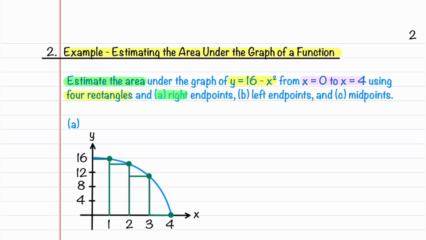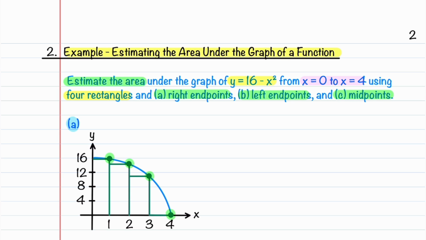And we'll use right-hand endpoints in part A, and then in part B, we're going to use left-hand endpoints, and in part C, we're going to use midpoints. I went ahead and graphed our curve, and let's go ahead and do part A. For part A, we are using right-hand endpoints. These are these points right here to approximate the height of each rectangle. And notice that there are 4 rectangles.